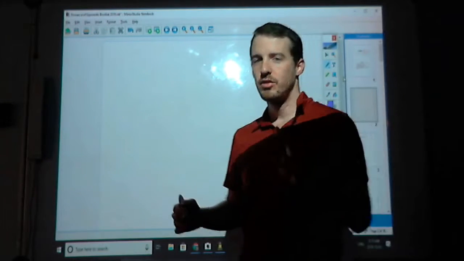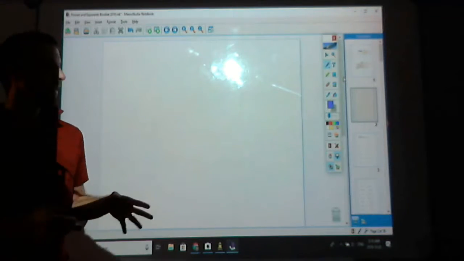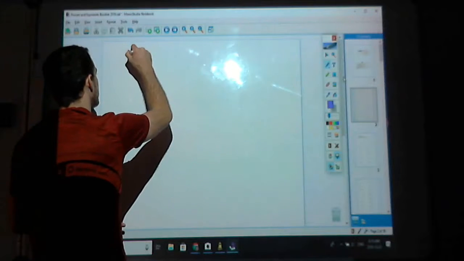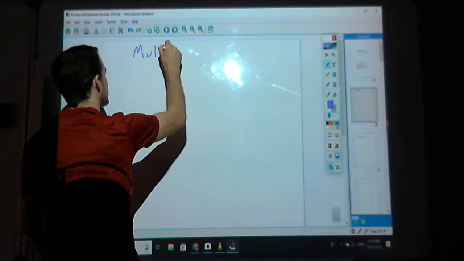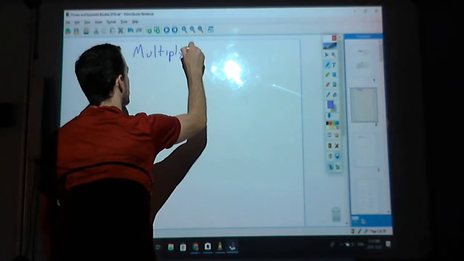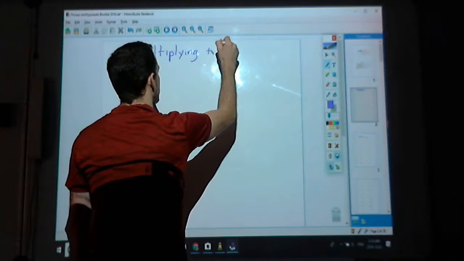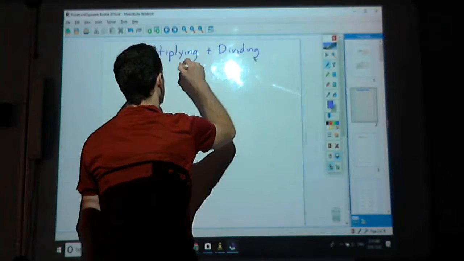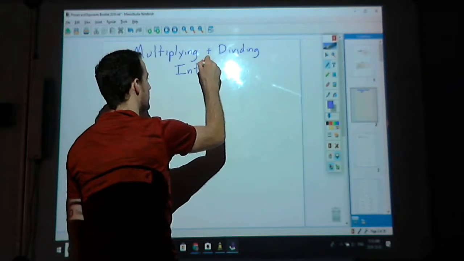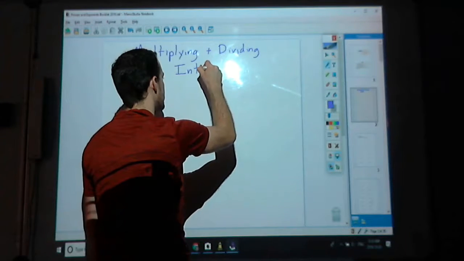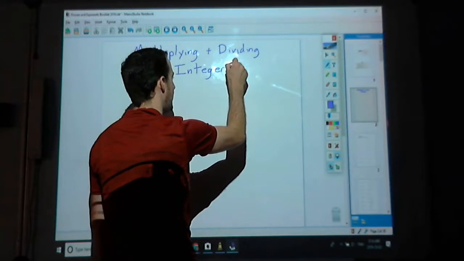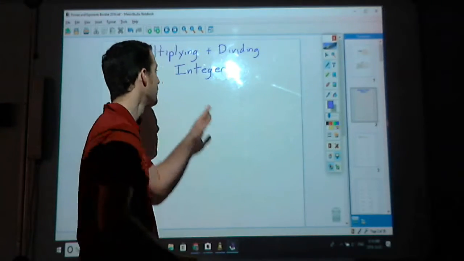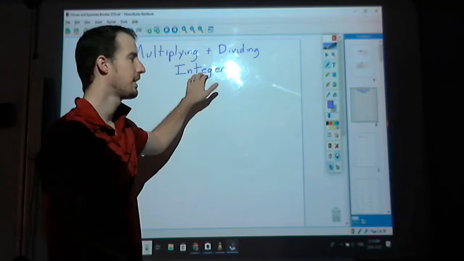Okay, so the two main things to keep in mind. This works when multiplying and dividing integers. And integers are just really positive and negative numbers. So this does not work when adding and subtracting, only multiplying and dividing integers.